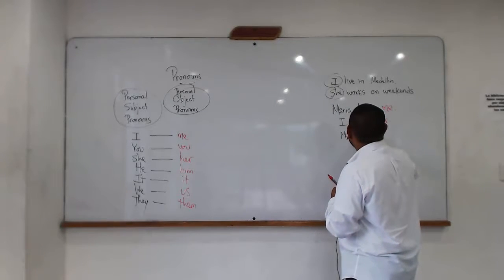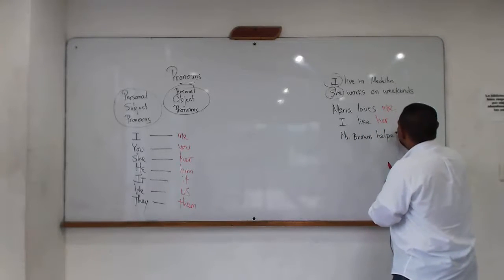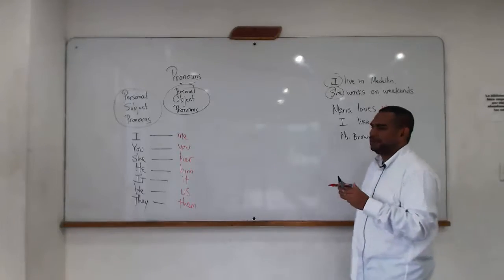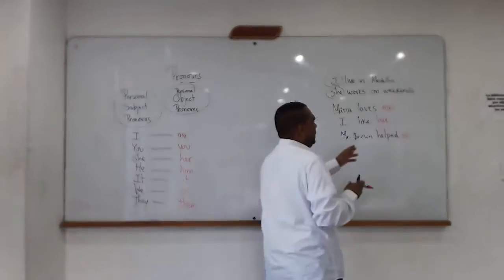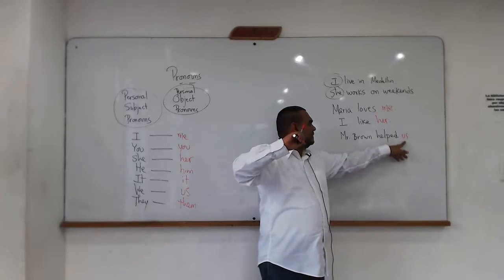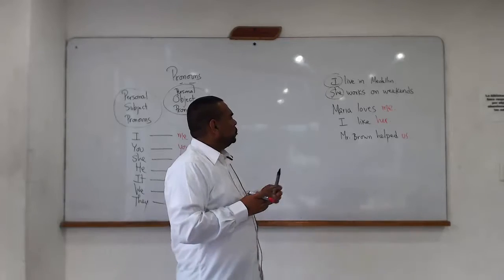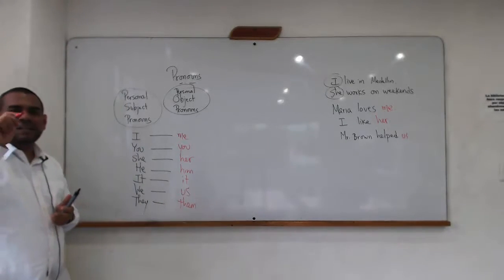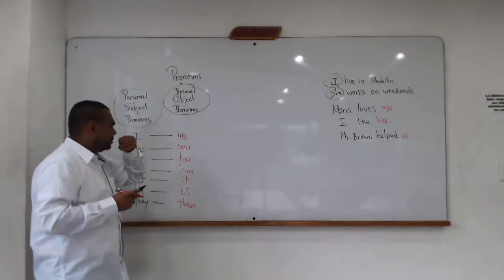I'm going to give the last example. Mr. Brown helped us, and not helped we. Okay? Because we are the ones receiving this action done by him, by Mr. Brown. Okay? So these are the personal pronouns related to objects. Object pronouns. Subject pronouns and object pronouns.